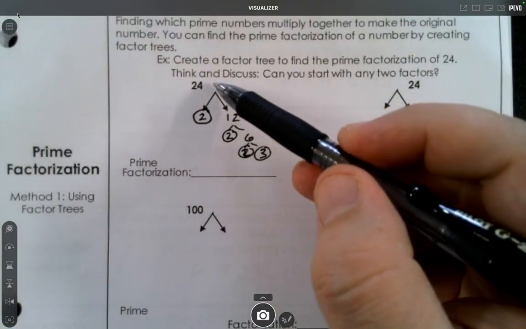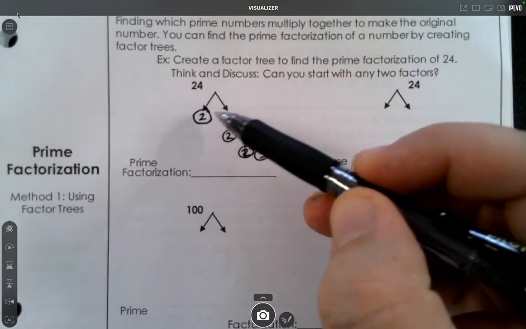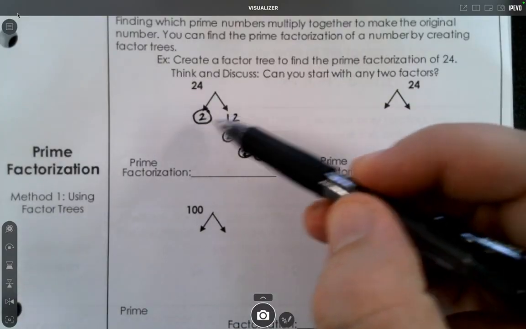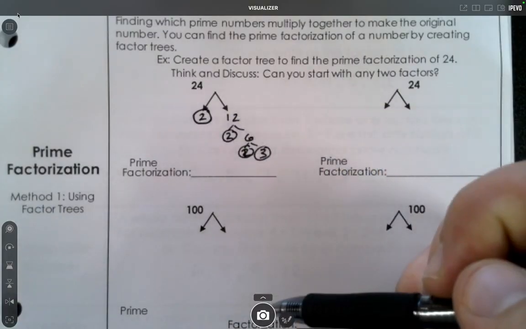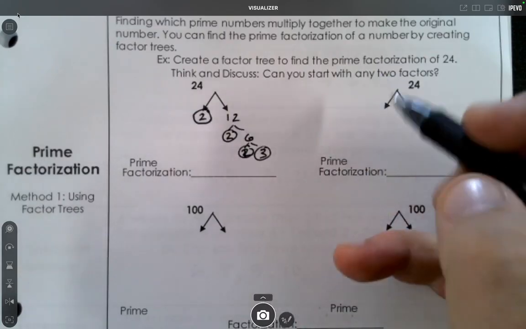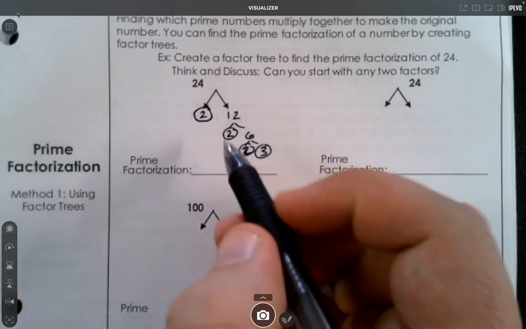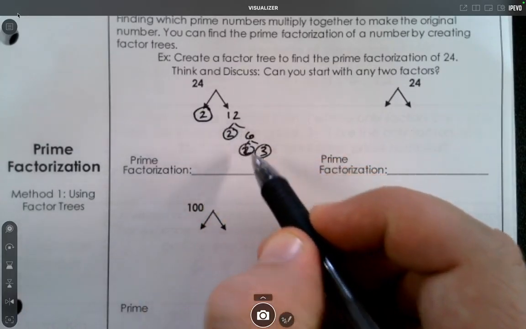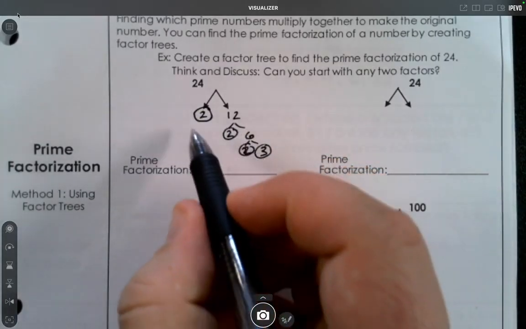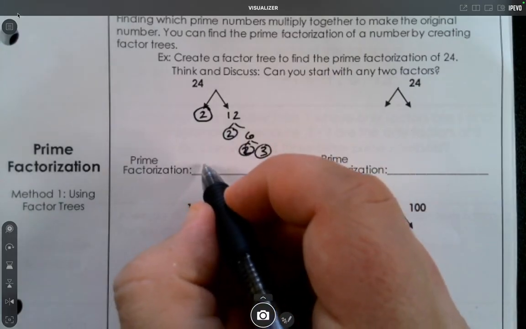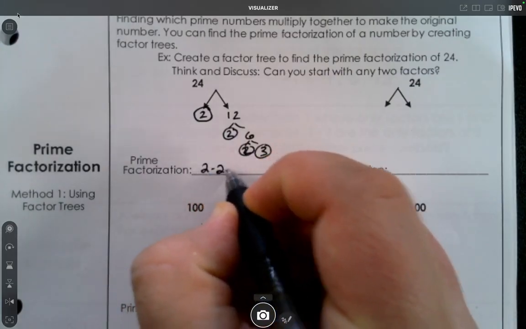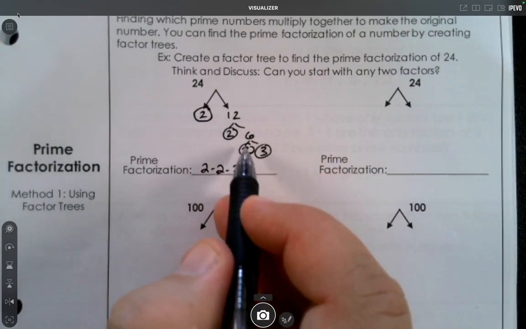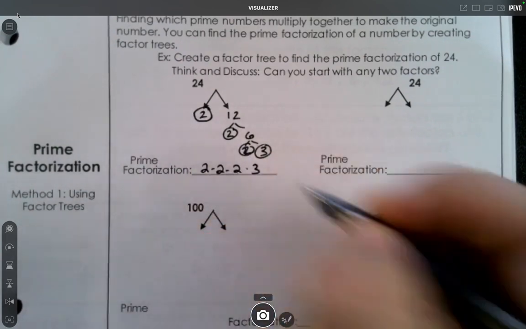So you split the number into 2 numbers. It's possible neither will be prime, in which case you keep going on both. In fact, I'll try to show that right here. But when you have a prime, you can just circle it and know, okay, the tree stops there, then keep growing that way. So the prime factorization would be 2 times 2 times 2, because I've got 1, 2, 3 2s, and 1 3.